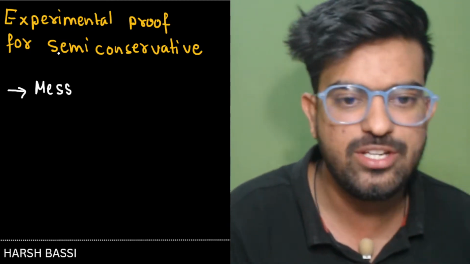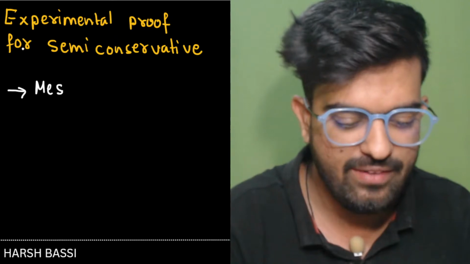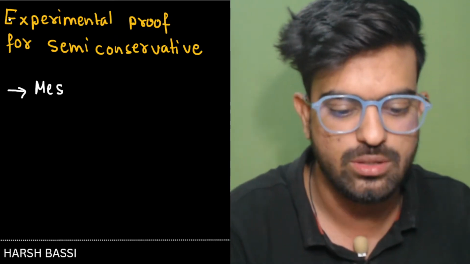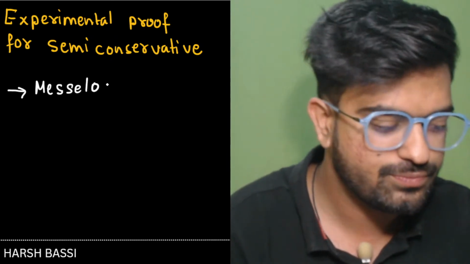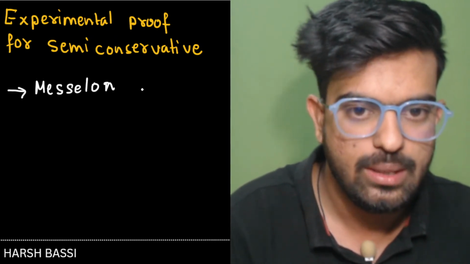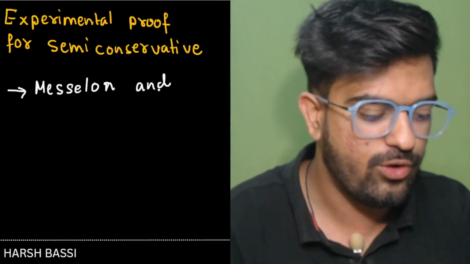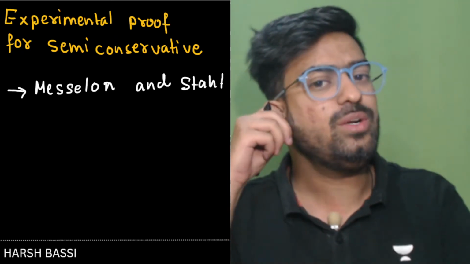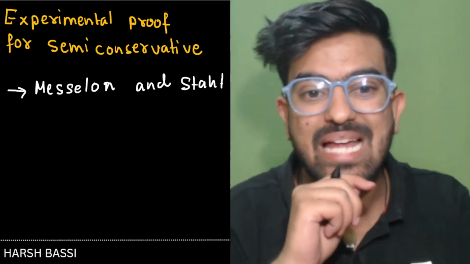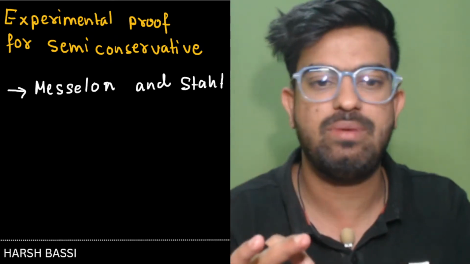Any doubts in the comment section, guys? Let me know if you have any doubts. We have two names, Meselson and Stahl. These were the two scientists who proved that DNA replicates through the semi-conservative nature.